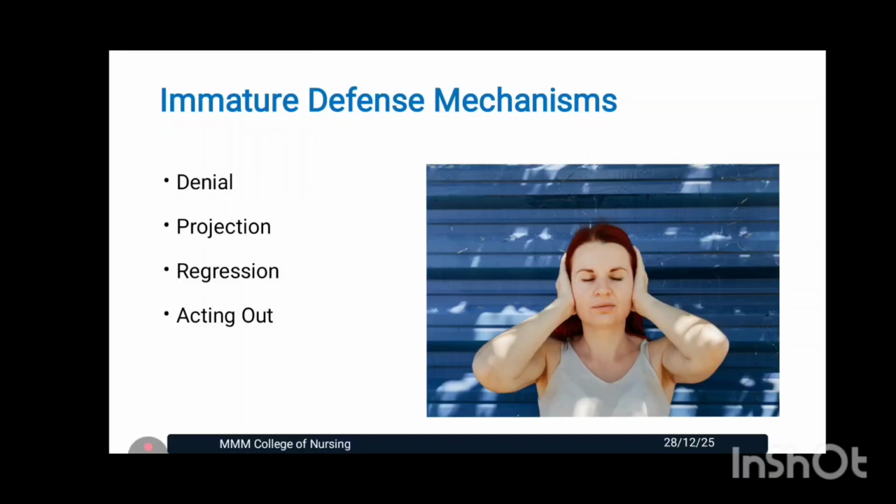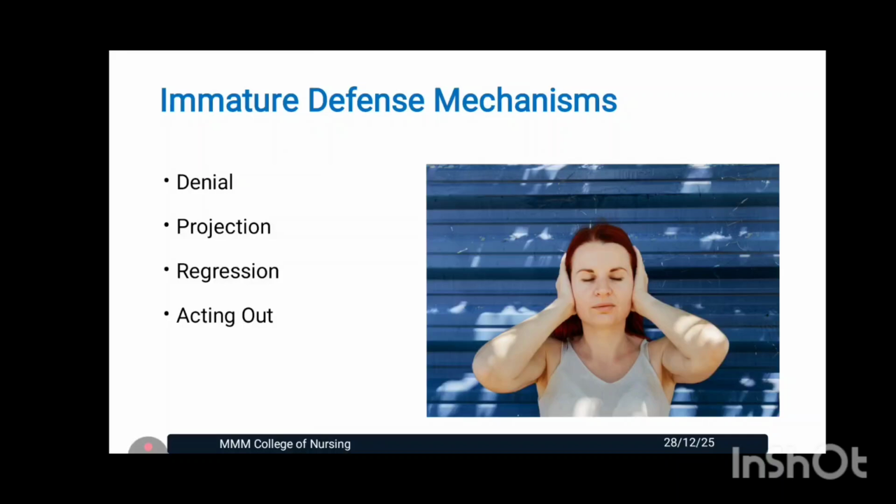Now let's look into the immature defense mechanisms. The first one is denial. Denial is nothing but refusal to accept reality or facts, and is commonly seen in early stages of illness or loss. Often this is the first stage of grief as mentioned by Kubler-Ross. For example, a patient diagnosed with cancer says, "The reports must be wrong. I feel perfectly fine."